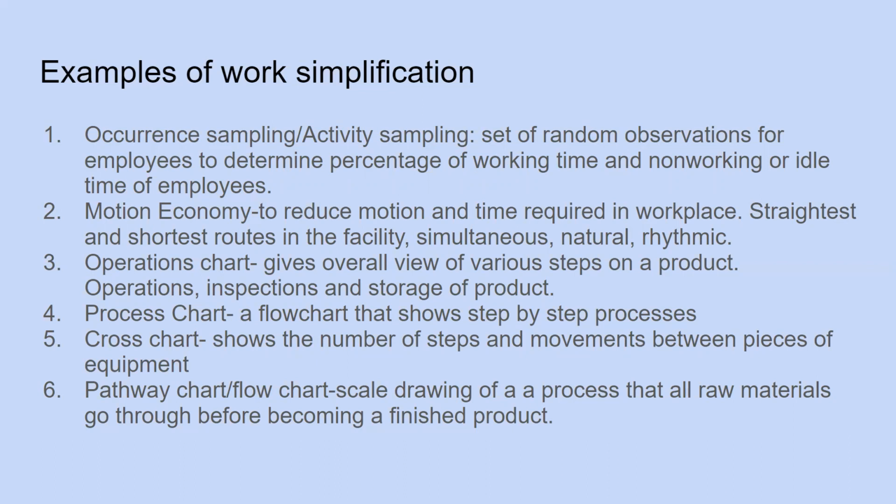An operations chart, which gives overall view of various steps of a product, operations, inspections, and storage of a product. Process chart, which is a flow chart that shows step-by-step processes within the facility. A cross chart, which shows the number of steps and movements between pieces of equipment. And a pathway chart or a flow chart, which is the scale drawing of a process all raw materials go through before becoming a finished product.